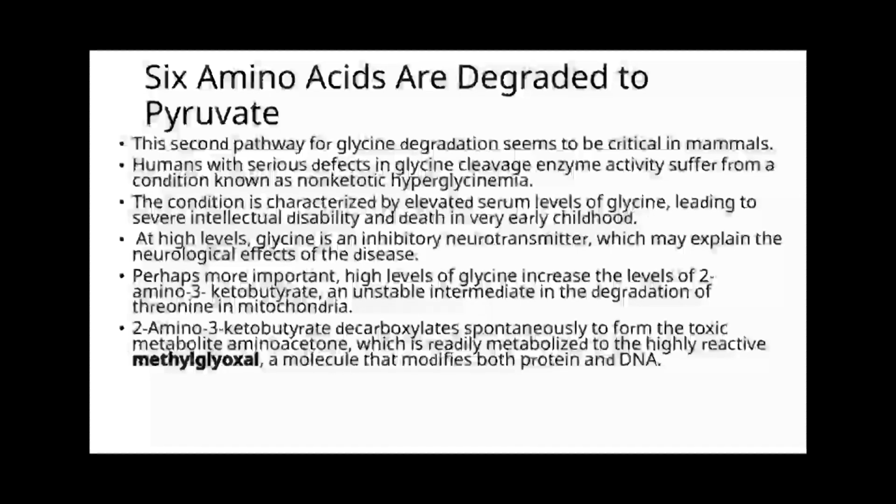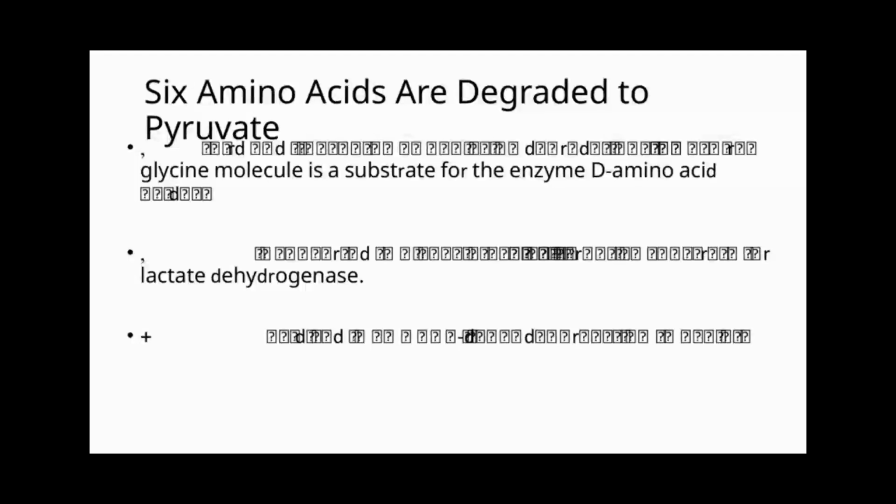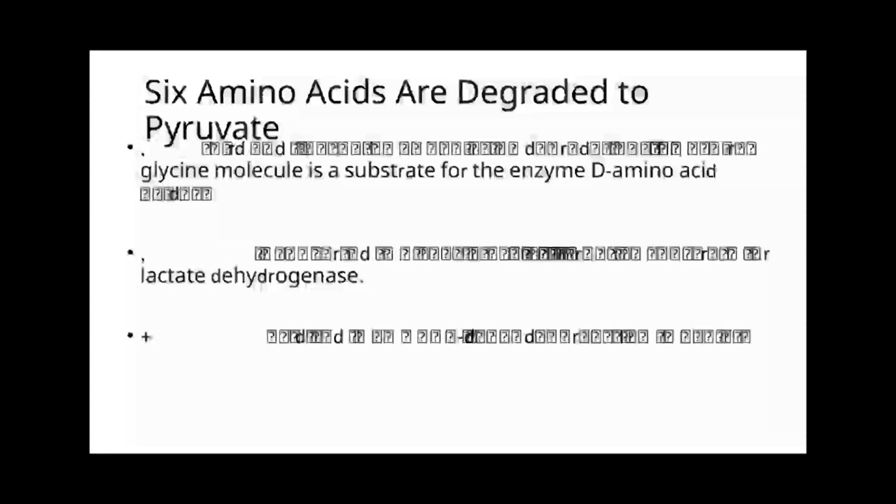In the third and final pathway of glycine degradation, glycine becomes a substrate for the enzyme D-amino acid oxidase. This enzyme specifically acts on glycine, converting it into glyoxylate, which then serves as an alternative substrate for lactate dehydrogenase. Next, glyoxylate undergoes an NAD+ dependent oxidation reaction, resulting in the formation of oxalate.